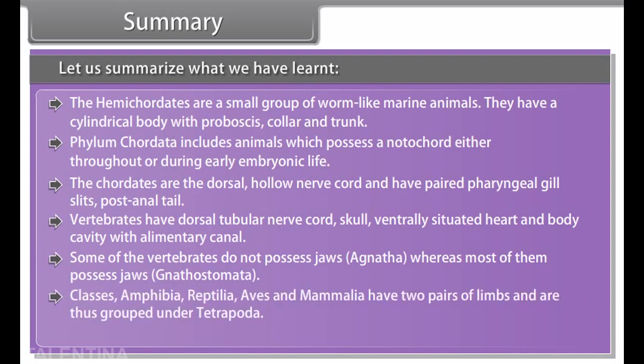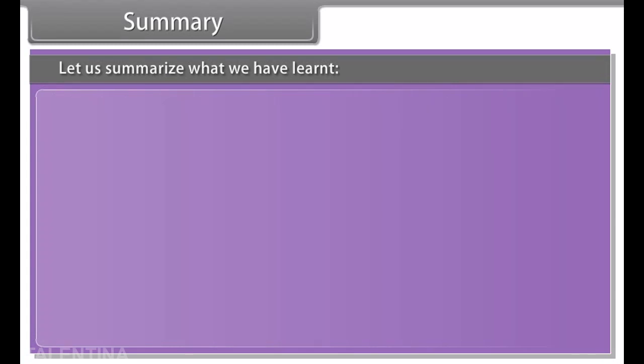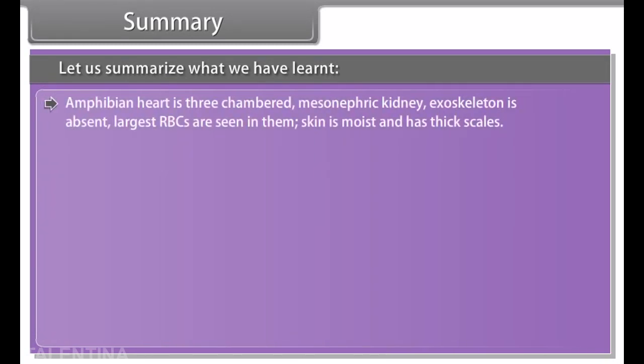Classes Amphibia, Reptilia, Aves, and Mammalia have two pairs of limbs and are thus grouped under Tetrapoda. The amphibians have adapted to live both on land and water. Amphibians' heart is three-chambered. Mesonephric kidney. Exoskeleton is absent. Largest RBCs are seen in them.